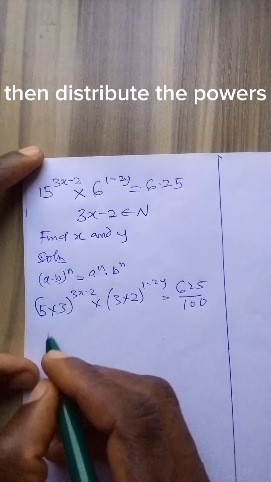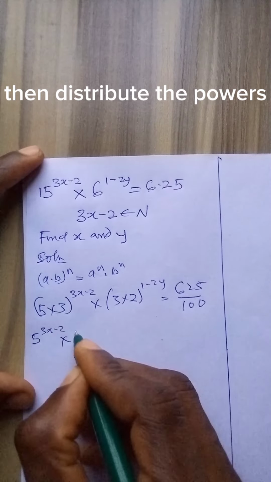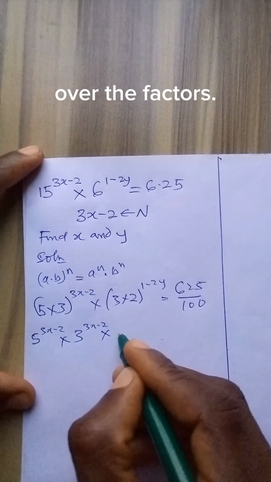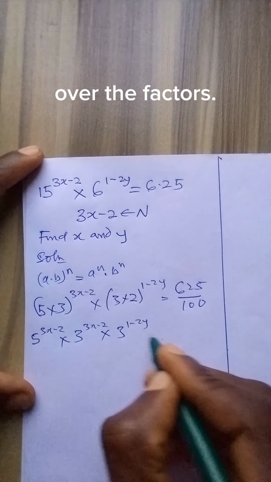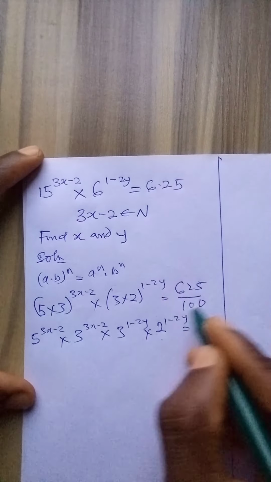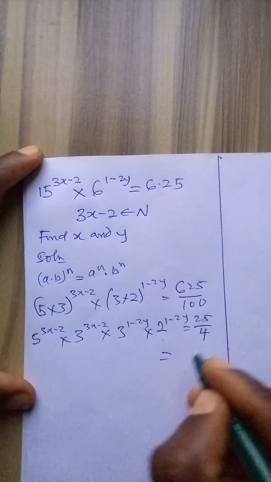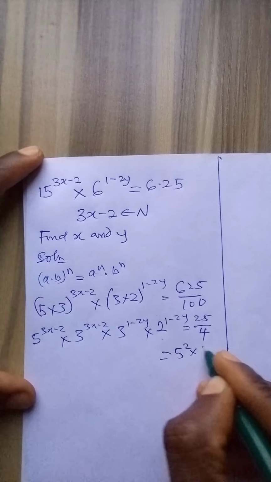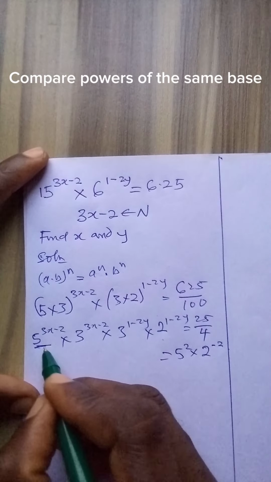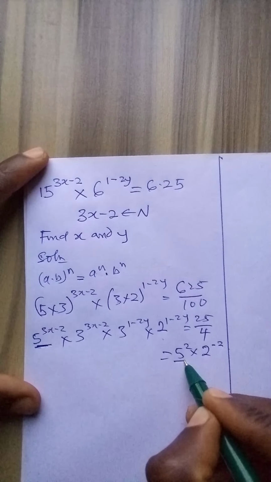Now applying this law here, I now have 5 to power 3x minus 2 multiplying 3 to power 3x minus 2. This also becomes 3 to power 1 minus 2y multiplying 2 to power 1 minus 2y. Now 625 over 100 is 25 over 4. So I can express 25 over 4 as 5 to power 2 times 2 to power minus 2. What I need to do is to equate powers of base 5. This is a number in base 5, and this is also a number in base 5.